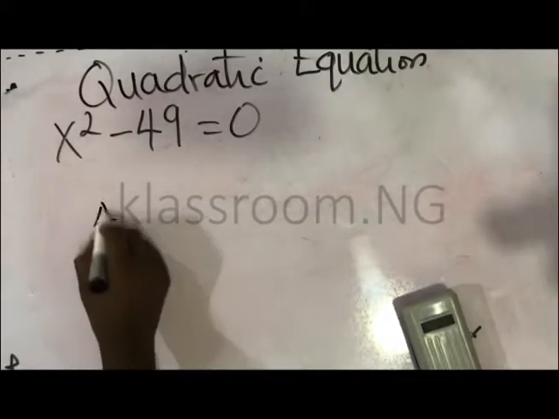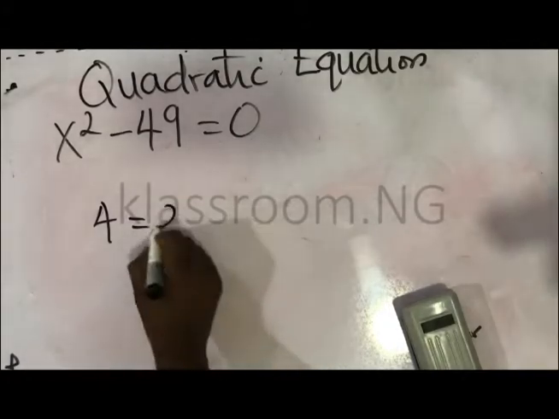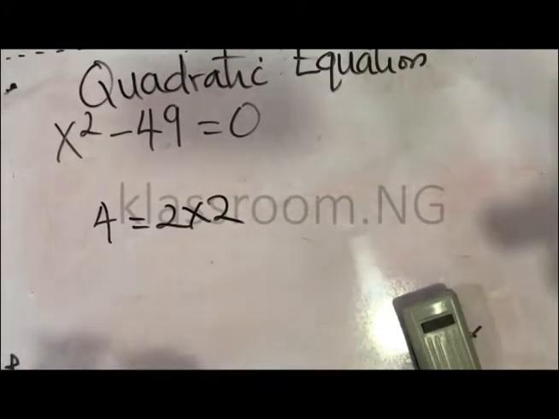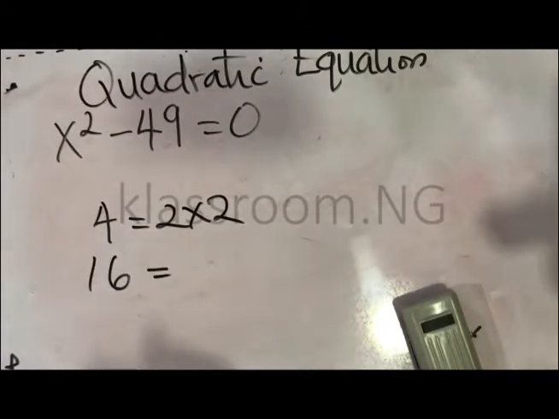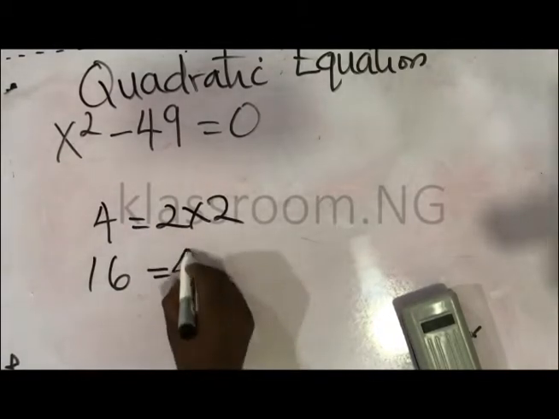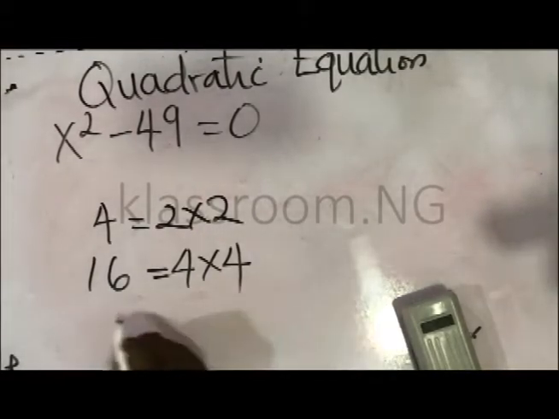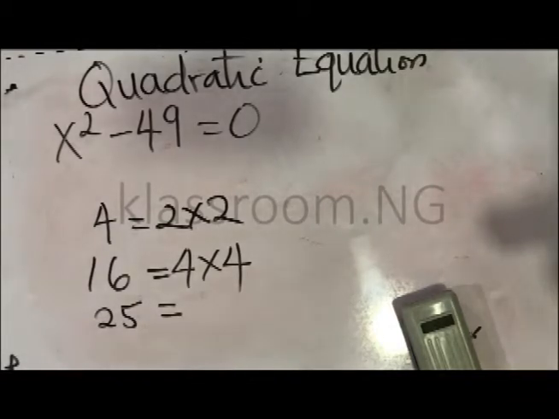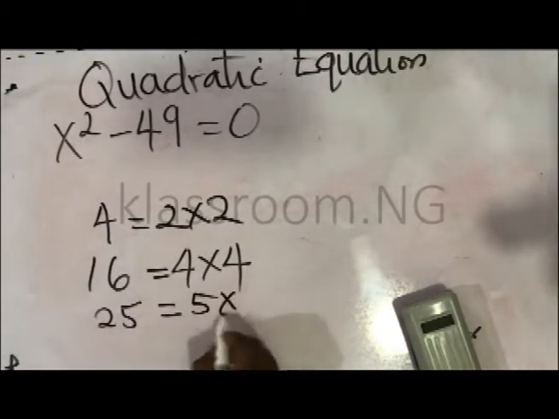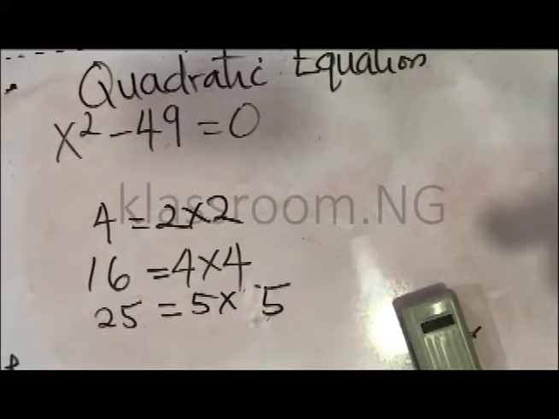Example, we have 4. 4 is a perfect square because we need 2 times 2 to give us 4. We have 16. 16 is a perfect square because we need 4 times 4 to give us 16. We have 25. 25 is a perfect square because we need 5 times 5. So let's go back to the question.